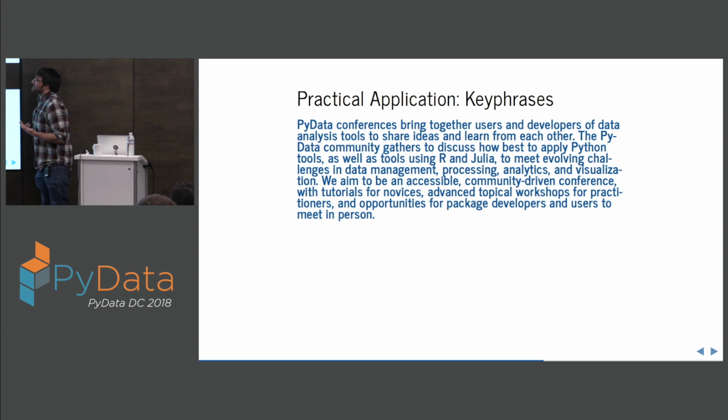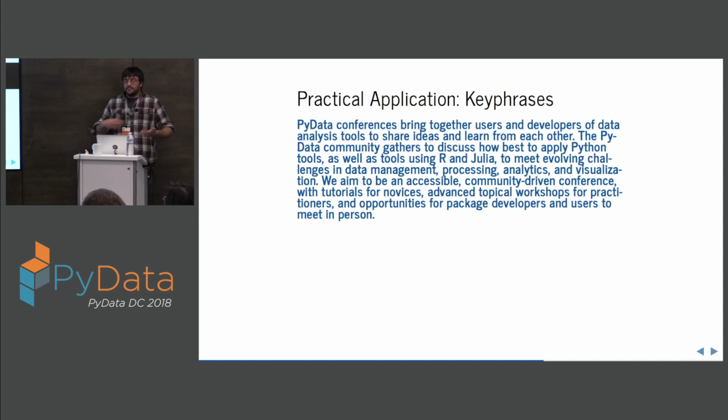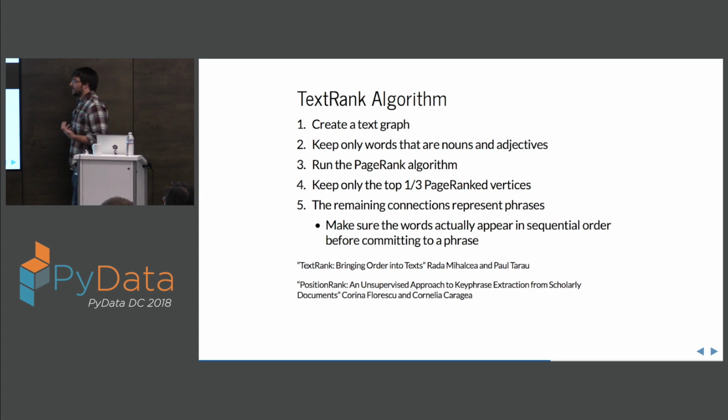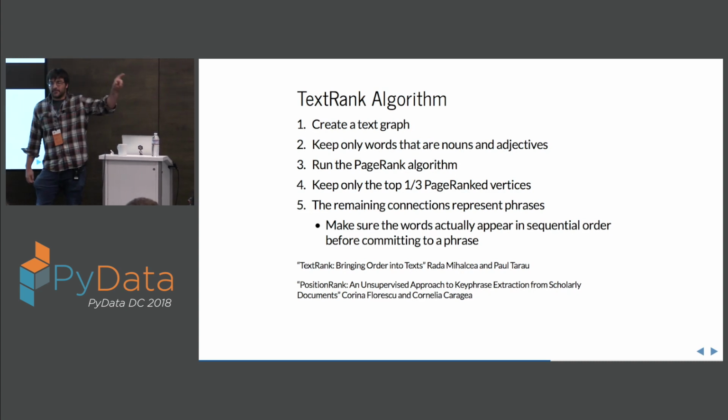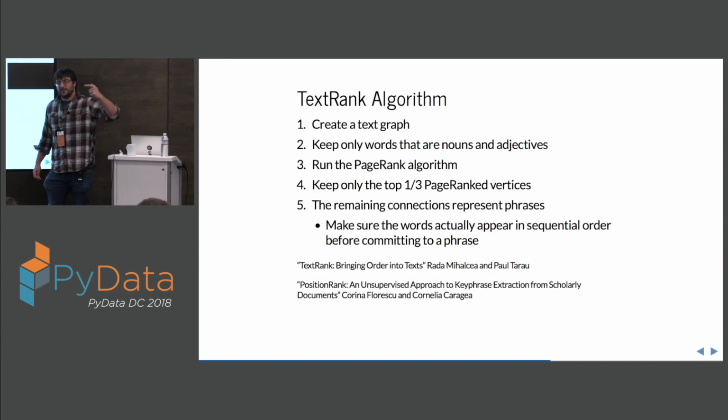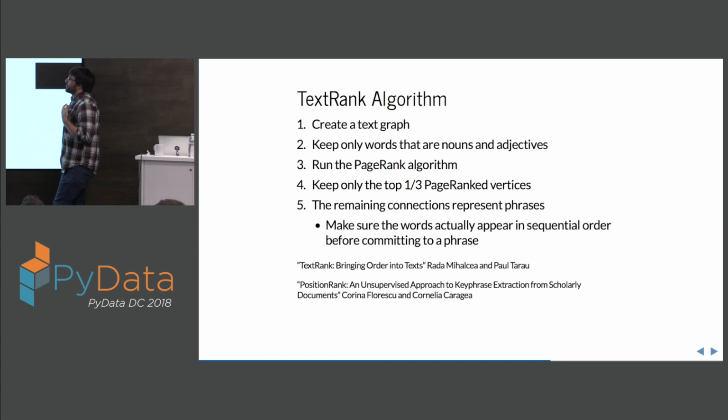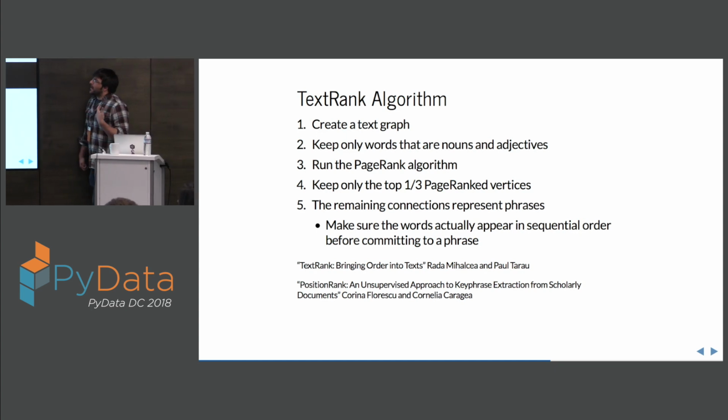So we're going to actually analyze the PyData About Me page. This is the information on PyData. PyData conferences bring together users and developers of data analysis tools. There's text here. And the cool thing about text is that it actually has a natural flow. If you follow a text from the first word to the second word to the third word, and you create an arrow between words, that's going to create the graph for you. We're going to create that as a text graph, and then we're going to iterate over it.